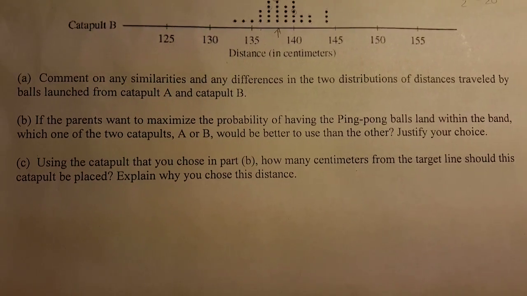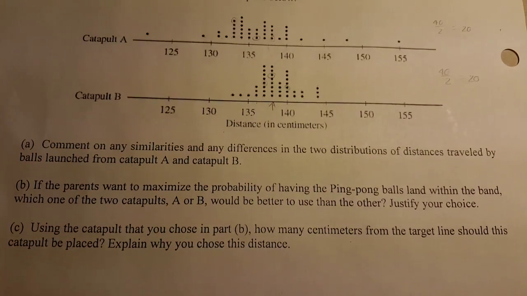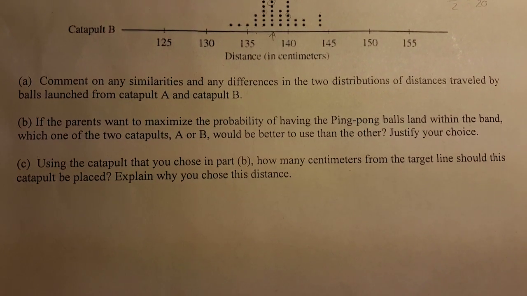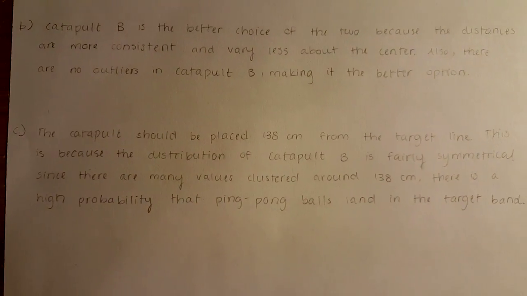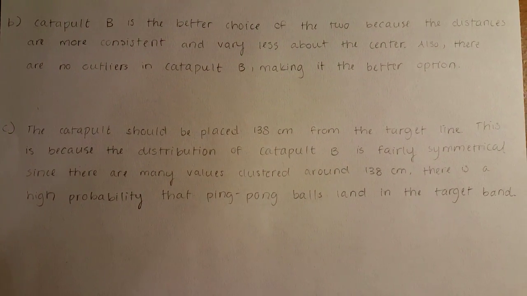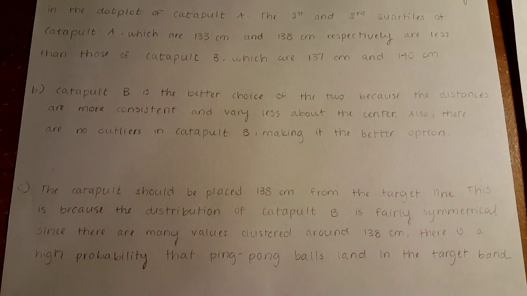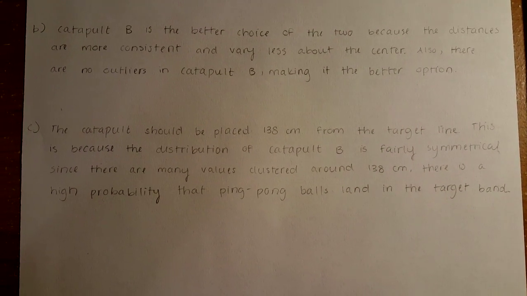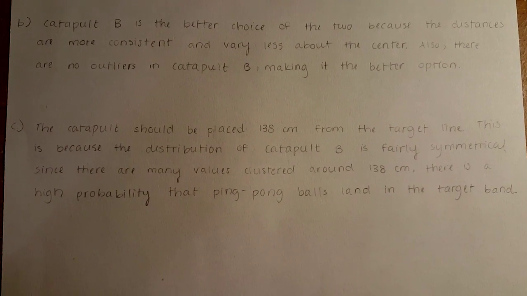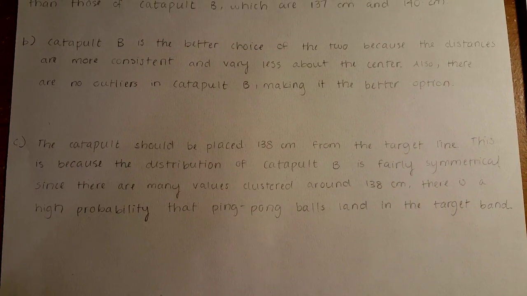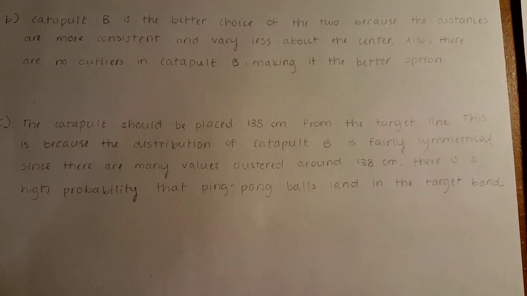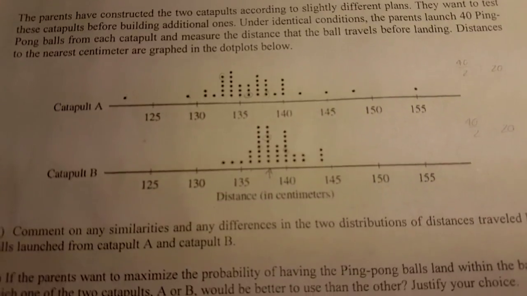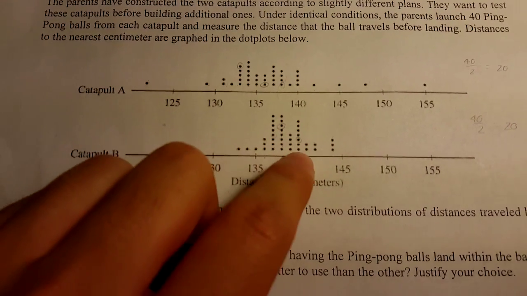Okay, C. Using the catapult that you chose in part B, which you chose catapult B, how many centimeters from the target line should this catapult be placed? Explain why you chose this. Alright, and you put, the catapult should be placed 138 centimeters from the target line. This is because the distribution of catapult B is fairly symmetrical. That's true. Since there are many values clustered around 138 centimeters, there is a high probability that the ping pong balls land in the target band. As you can see, that 138 is also the median, so keep that in mind.